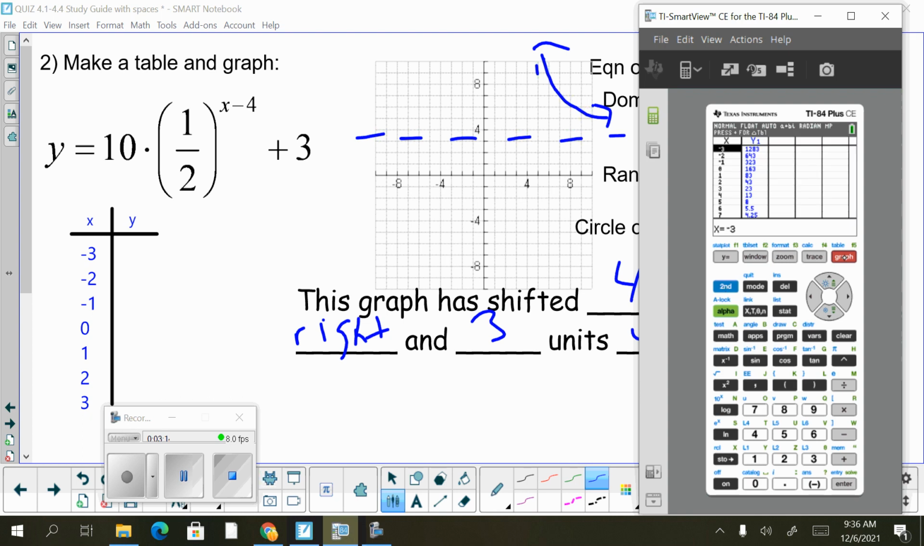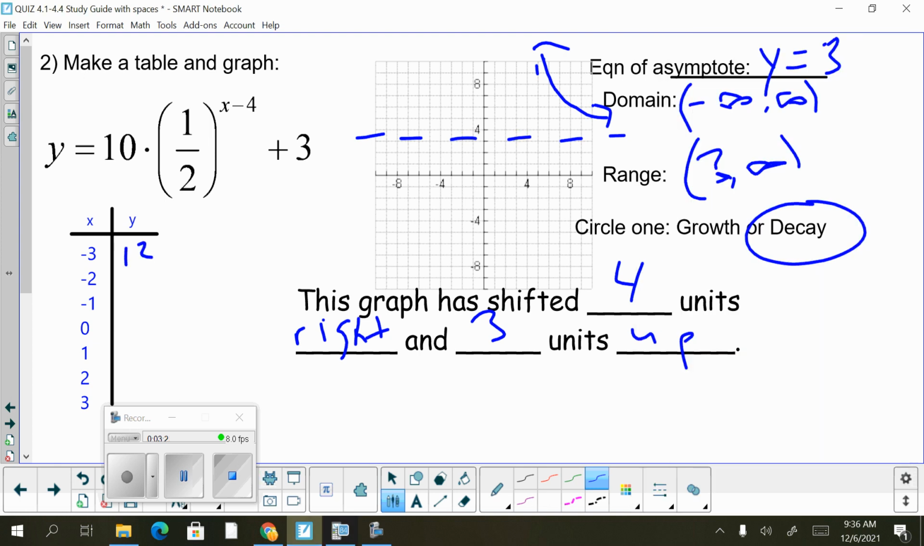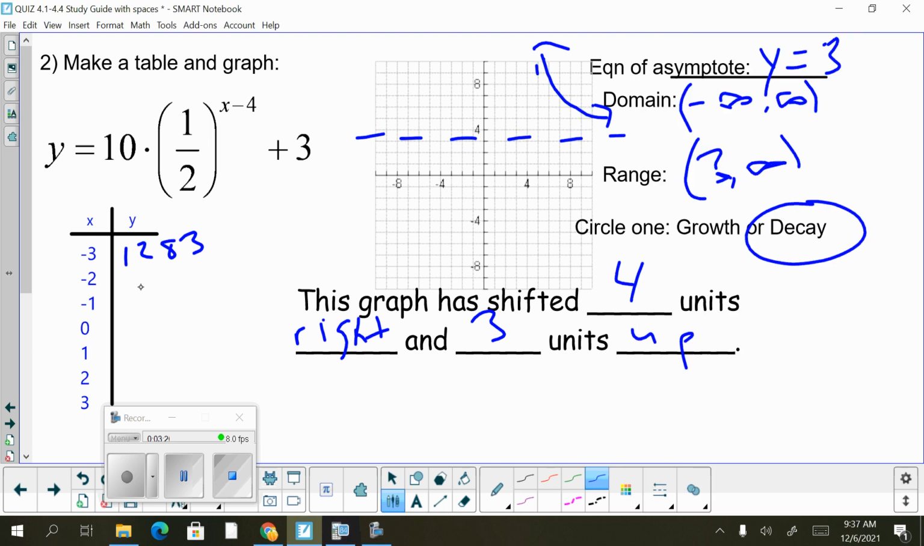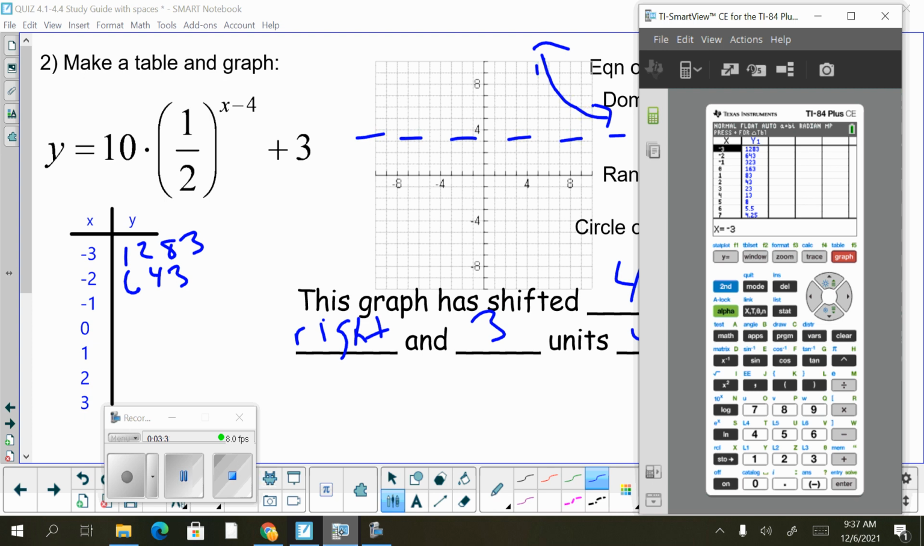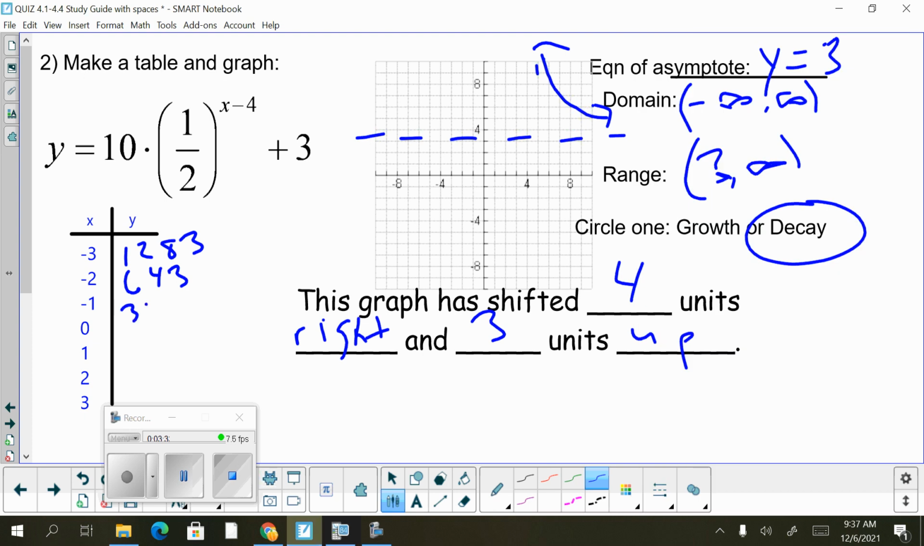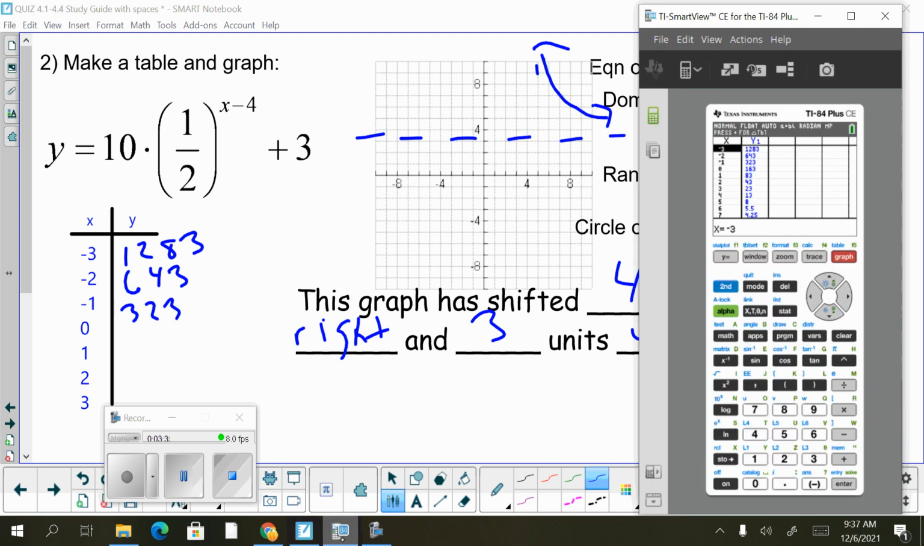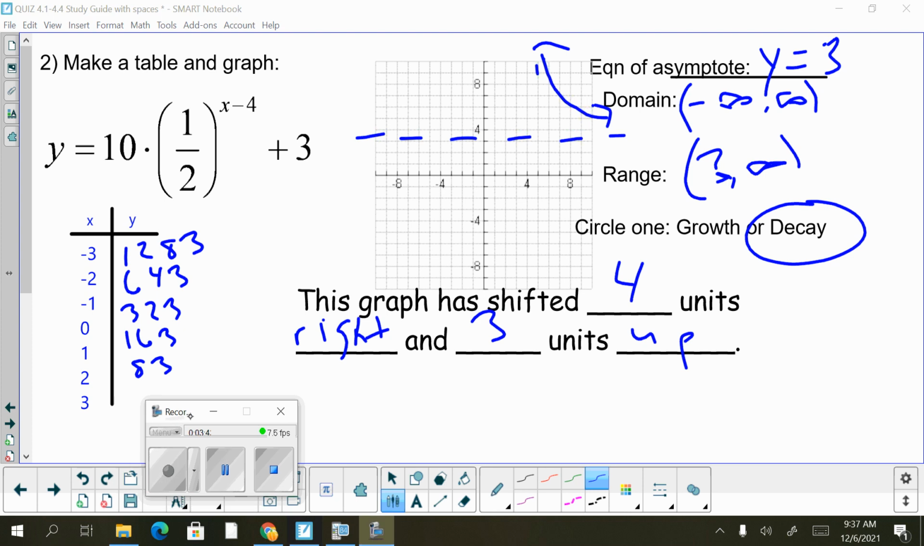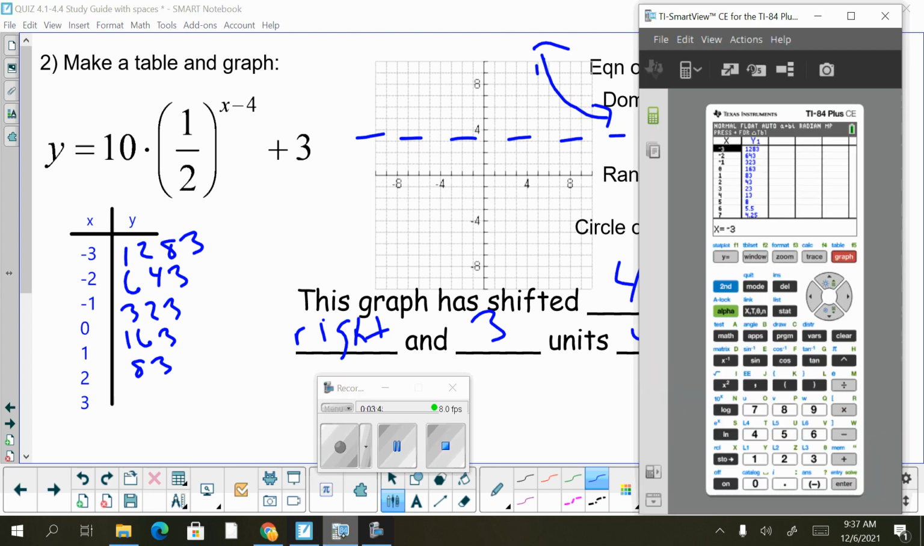When we look at our table, it's going to start real big and then just start shrinking. So 1283. 643, 323, 163, 83. I can't write small enough with this marker. 43 and then 23.